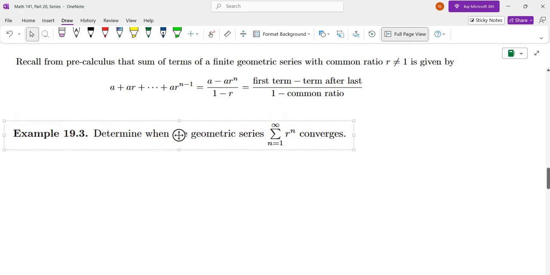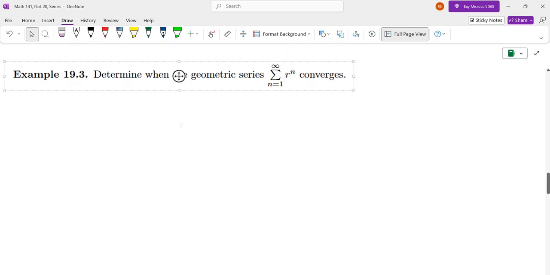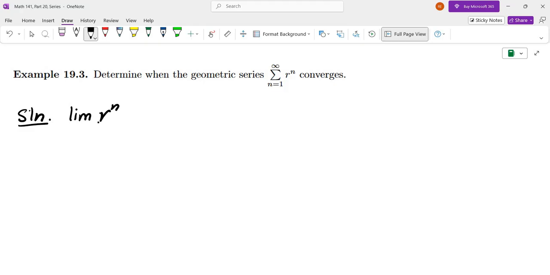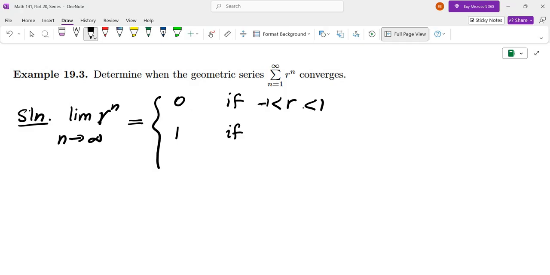So from pre-calculus, we know that the sum of the terms of a finite geometric series is evaluated by first term minus term after last term divided by 1 minus common ratio. So let's use that to solve this problem. Determine when this geometric sum converges. First of all, let's look at the nth term of this. What's the limit of that as n goes to infinity? Well, we talked about this last time. This is 0 if r is between -1 and 1. It is 1 if r is 1, and it does not exist otherwise.